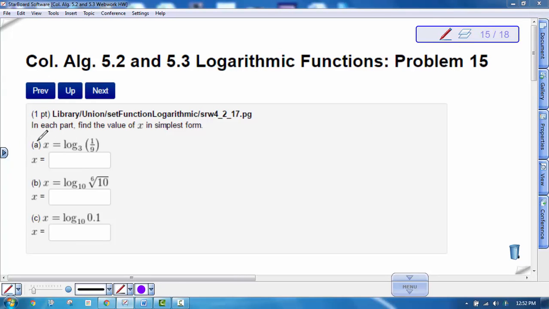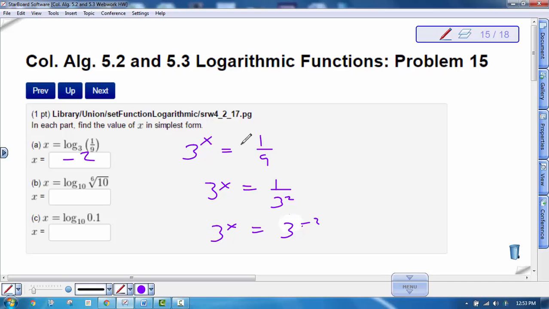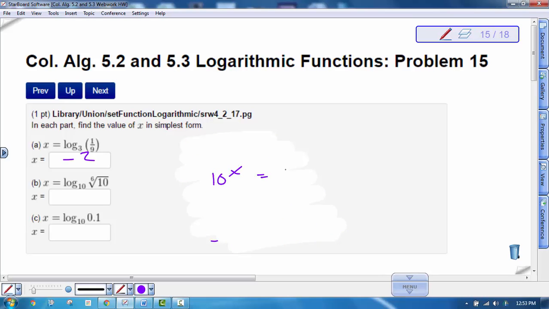Next problem, we're going to change it into exponential form, so it's base to the exponent equals the argument. And we're going to simplify this to 3 to the x equals 1 over 3 squared, and then to 3 to the x equals 3 to the negative 2. Now we can see x equals negative 2. If we do the same thing for the next one, it's 10 to the x equals the sixth root of 10, and I'll simplify to make this 10 to the 1/6, and now you can see that x has to be 1/6.